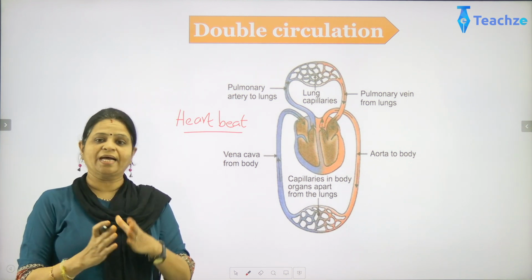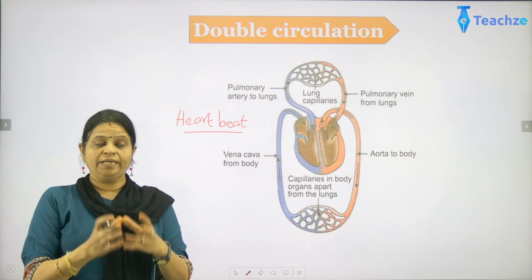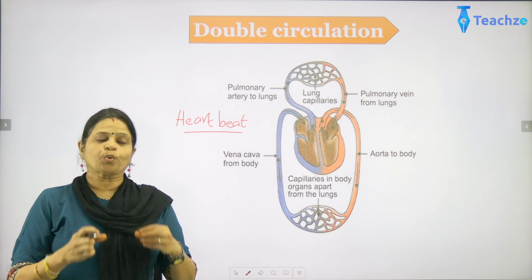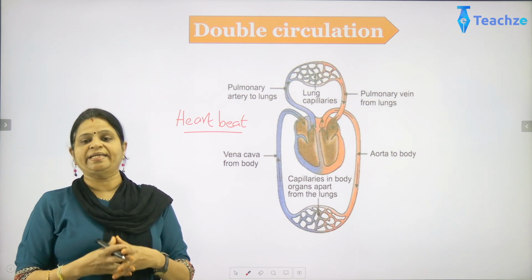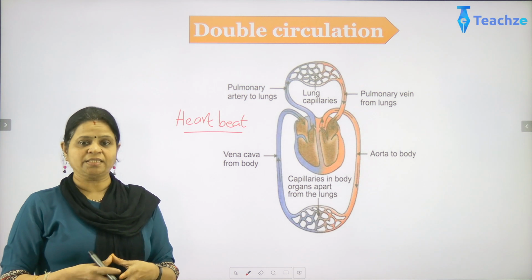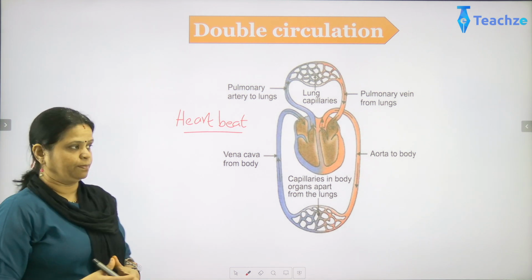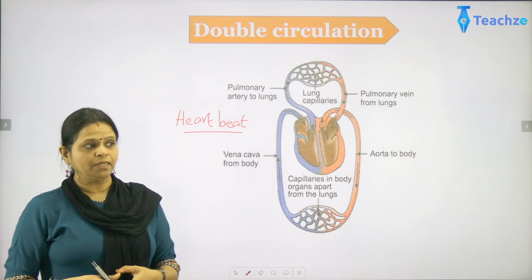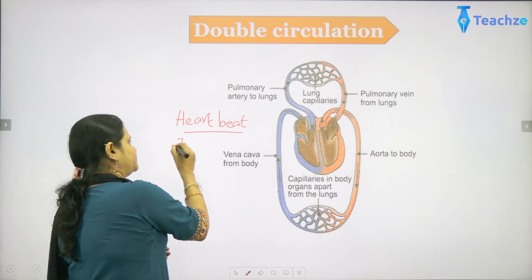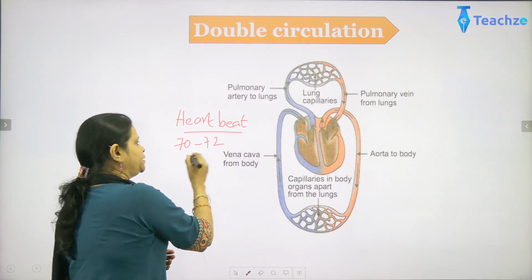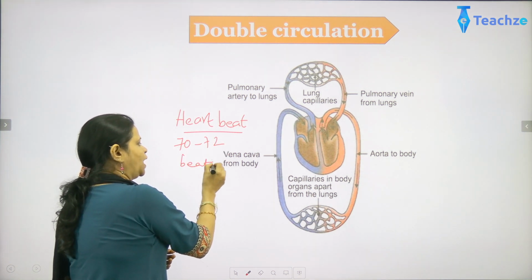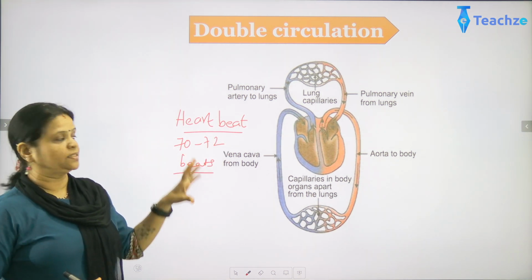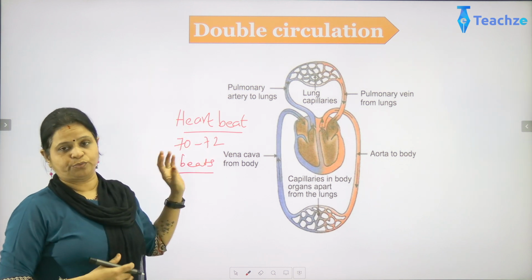heartbeat means the contraction and relaxation in one particular cycle. So every time a chamber relaxes and contracts, we take it as one single heartbeat. And how many beats per minute do you have in a normal individual? It is about 70 to 72 beats per minute. Per minute, a heart contracts and relaxes in this manner. So many times it will happen.